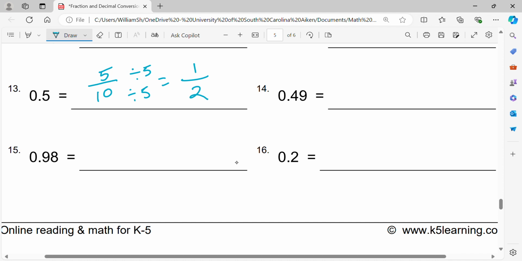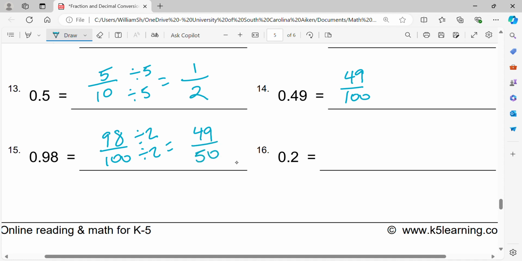How about 0.49? That 9 lies in the hundredths place. So I'm putting 49 over 100. And I can't reduce, so I'm done. All right, let's look at 0.98. That 8 is in the hundredths place. That's just 98 out of 100. Okay. I can reduce these by a factor of 2. 98 divided by 2 is 49. 100 divided by 2 is 50.